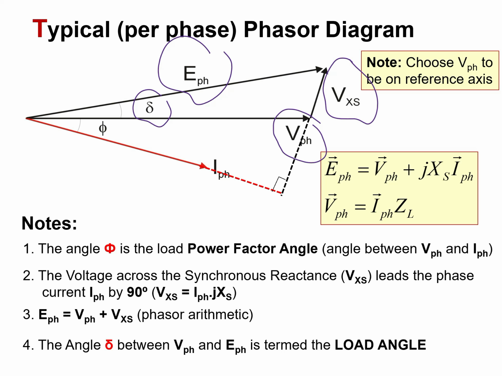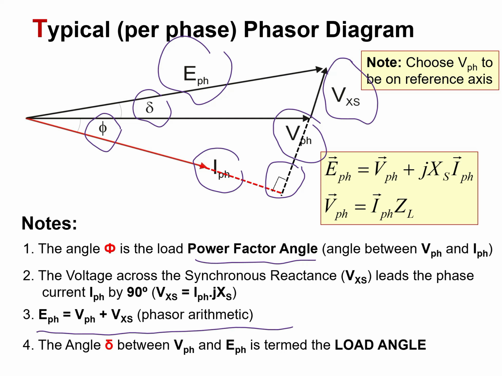However, if we look at the current flowing in the circuit, which we call the phase current, we will see that the difference between it and the phase voltage is phi, or theta as it is sometimes called, and this is the famous power factor angle, which is the angle between the phase voltage and the phase current. Notice that the voltage across the synchronous reactance leads the phase current by 90 degrees, and that this is the phasor arithmetic in order to calculate the excitation voltage.